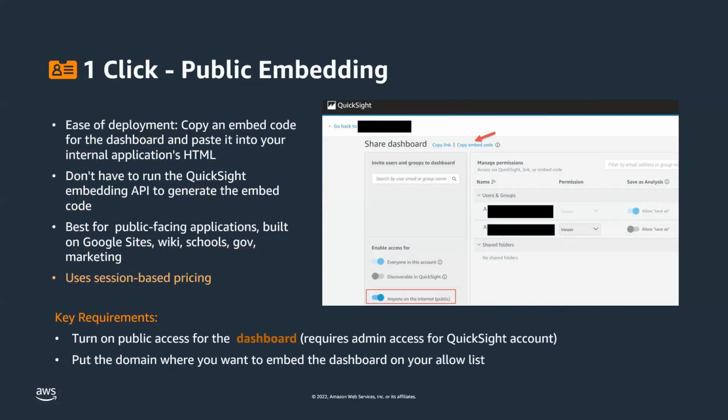QuickSight supports one-click public embedding, and this is a feature that allows you to embed your dashboards into public applications, wikis, and portals without any coding or development needed. Anyone on the internet can start accessing these embedded dashboards with up-to-date information instantaneously, without any server deployments or infrastructure licensing needed. So one-click public embedding allows you to basically empower your end users with access to insights. This is the best use case for public-facing applications built on Google Sites, wikis, schools, government, or marketing apps.